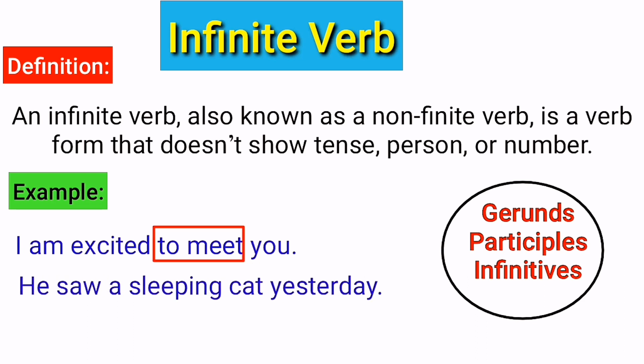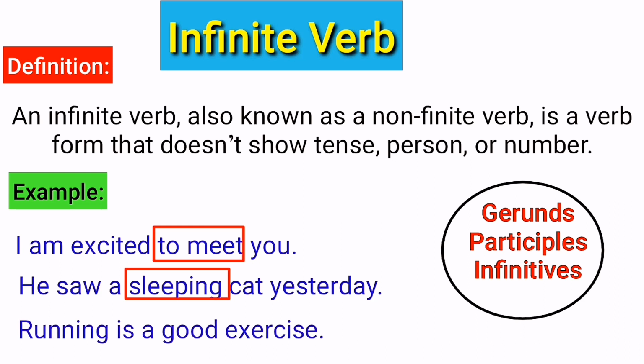He saw a sleeping cat yesterday. The word sleeping is a nonfinite verb form because it's functioning as an adjective to describe the cat. As you know, here the verb sleeping does not show tense or person, and it does not function as the main verb in the sentence. Instead, it is used to modify the noun cat.